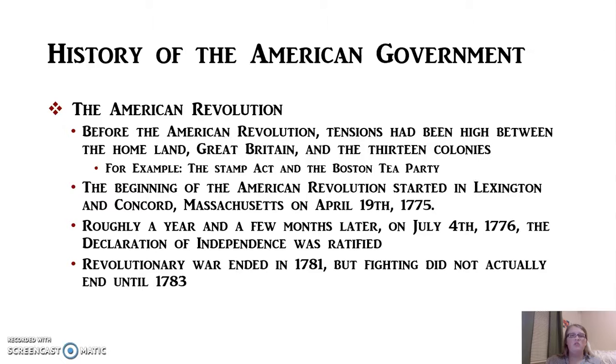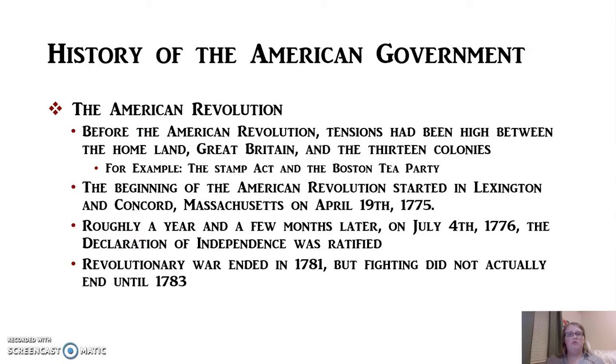It wasn't until a year and a couple months later, on July 4th, 1776, that the Declaration of Independence was ratified. It had been worked on for a couple days, and then it was ratified on what we know today as Independence Day because of the Declaration of Independence.